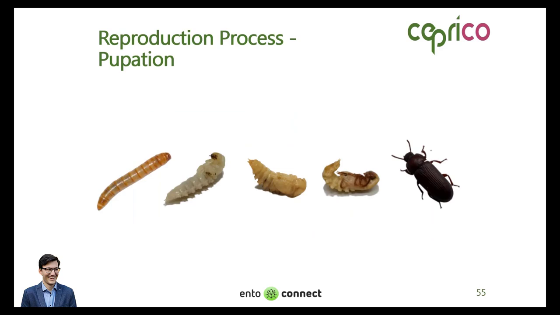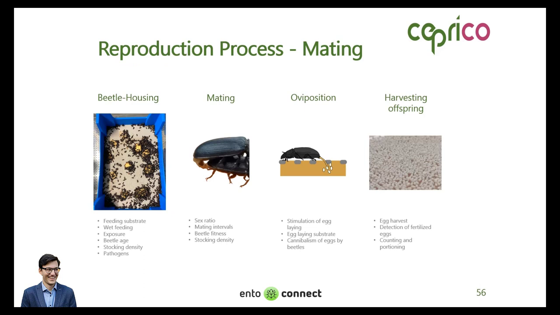So the reproduction process basically starts with grown-up larvae. They begin to pupate, and the pupae take around 1 week to develop into beetles. And then the beetles can be transferred to boxes, basically the same units used for the fattening of the larvae. And then they immediately start to reproduce.